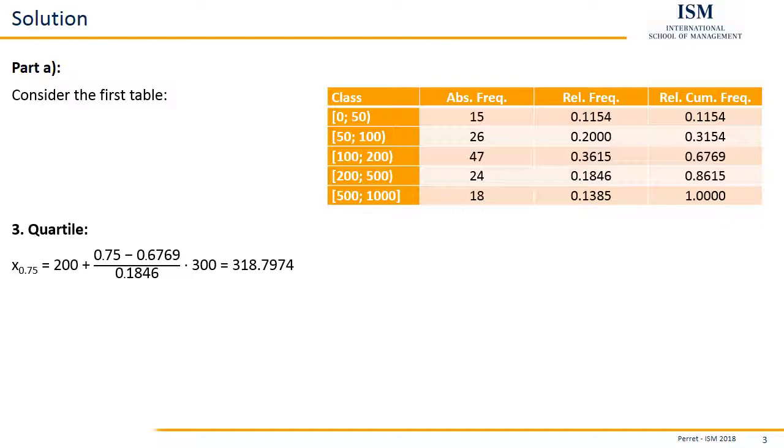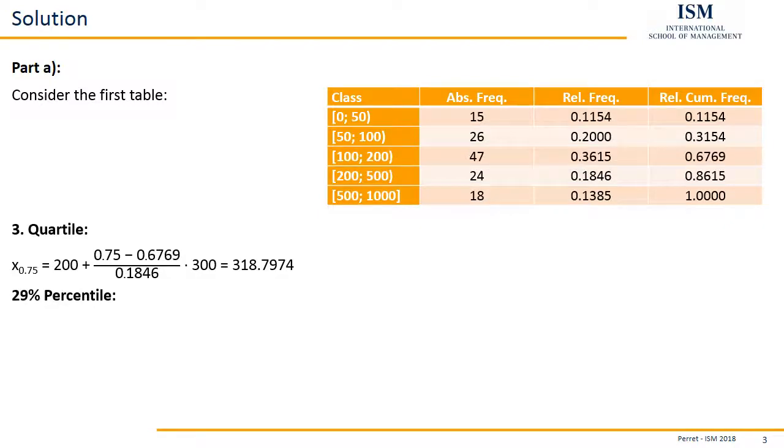This is the one we subtract from the 75%. And then we divide all of this by the relative frequency of our quantile class. This fraction then is multiplied with the length of the quantile class, which we get if we subtract the lower bound from the upper bound. So here we get to 300 by calculating 500 minus 200. And if we put all of this into the calculator, we get as a result 318.7974. This is the first part.